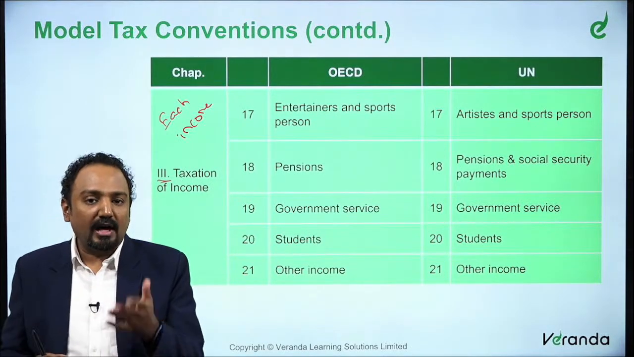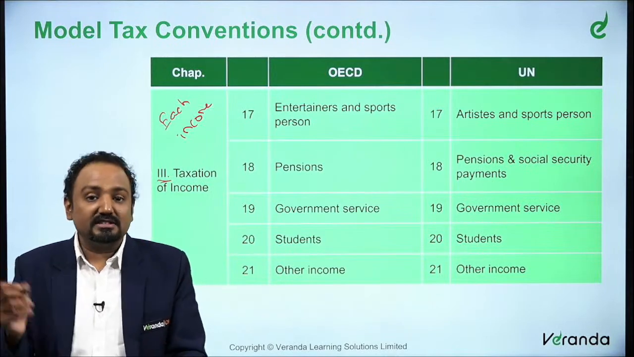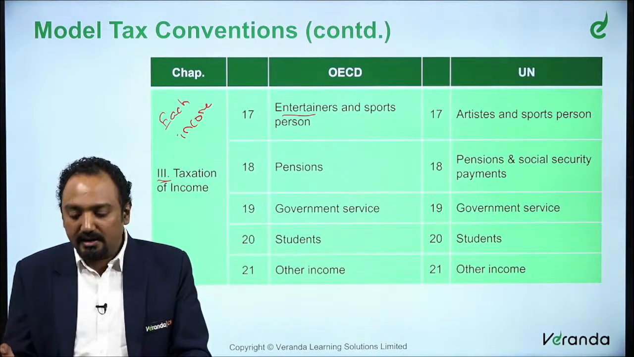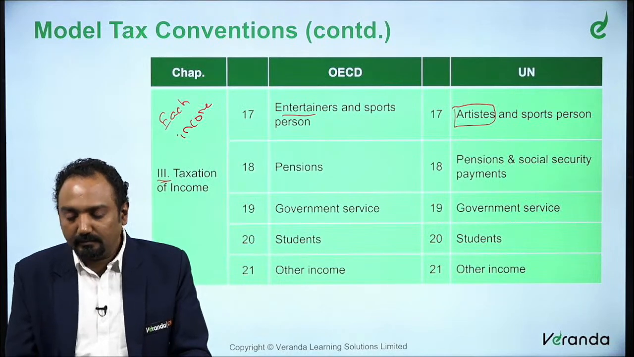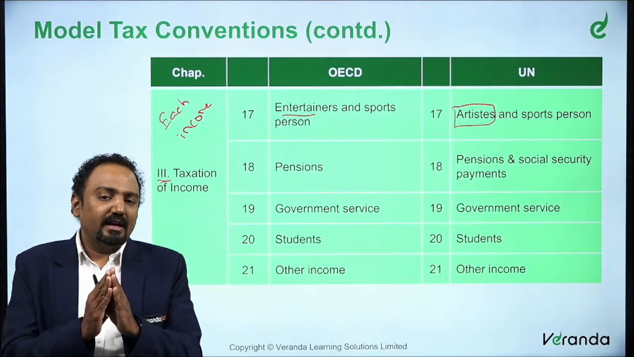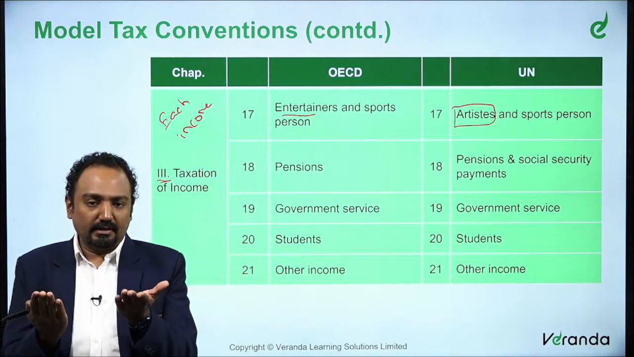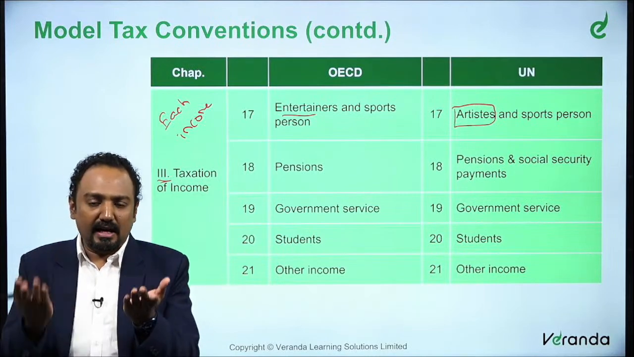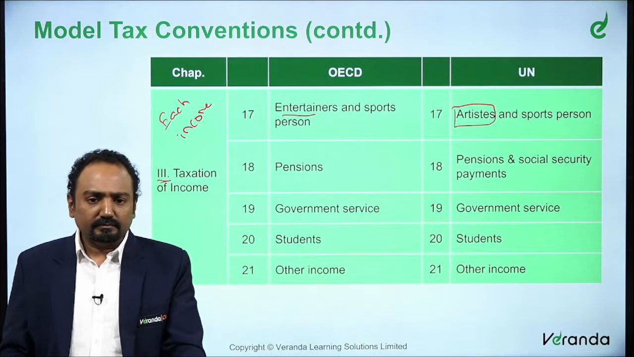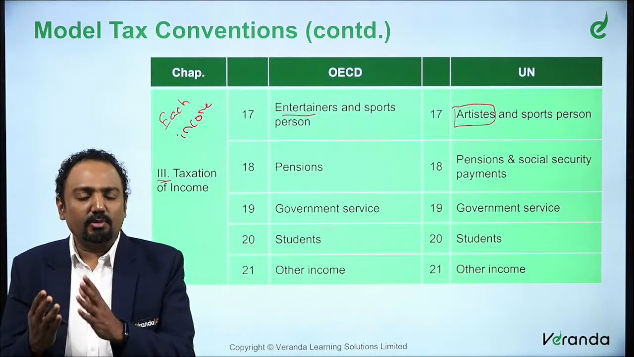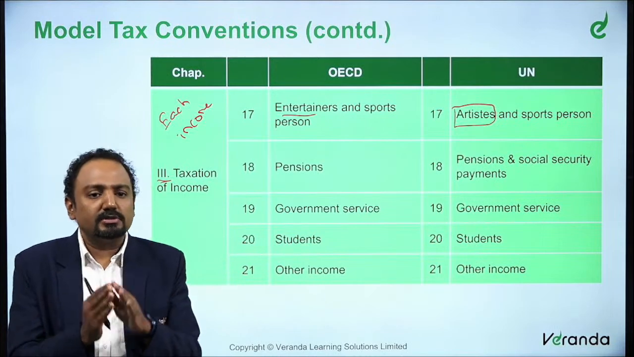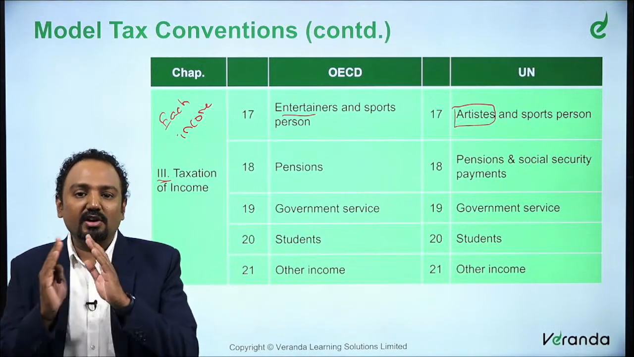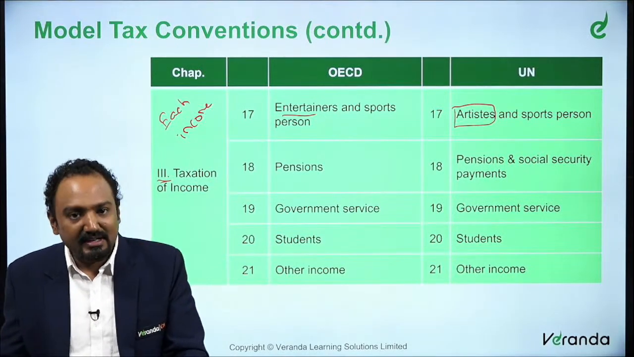So similarly, now we have come to Article 17, which is for entertainers and sportspersons. The word used in the OECD is entertainers and sportspersons, whereas in the United Nations the word used is artist. As we said with employee and dependent person, both are the same concept. Similarly here, entertainer and artist are almost exactly the same. An artist is always a person who entertains. There could be subtle differences, but they are trying to cover a broad category of the same set of people. So that's what Article 17 is.